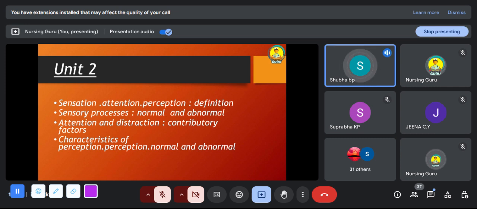So in unit one, you mainly focus on the scope of psychology. The definition of psychology, scope of psychology and method of psychology, these are the three most expected questions from this chapter. I think the doubt is cleared.